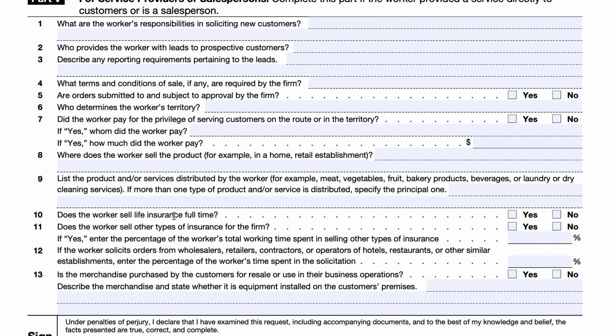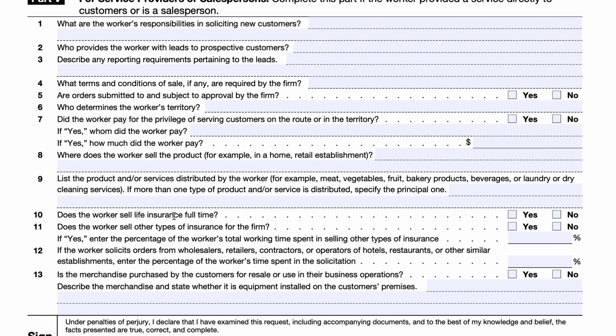If they have leads, how do they get leads for new customers? Do they have to go out and get their own leads? Does a manager provide leads to them and they just work strictly with those leads? Do they have to report back on how well they did with those leads? Do they have a sales territory, like a geographic region that they're limited to? Did they have to pay into that?